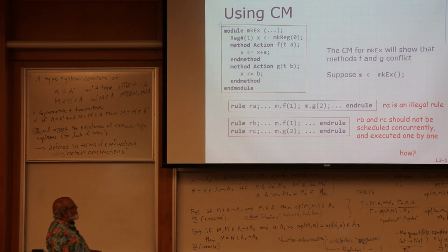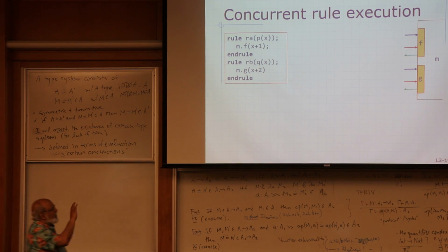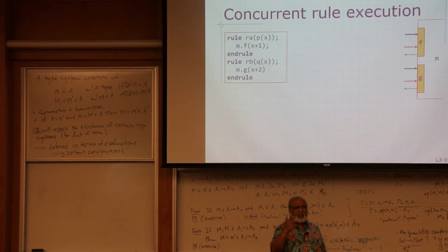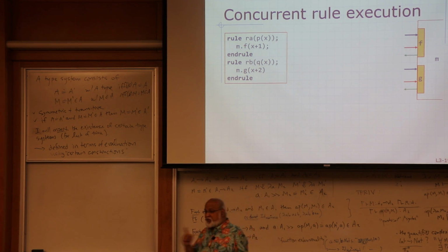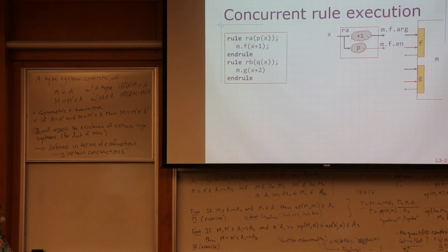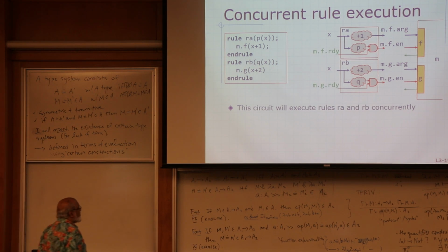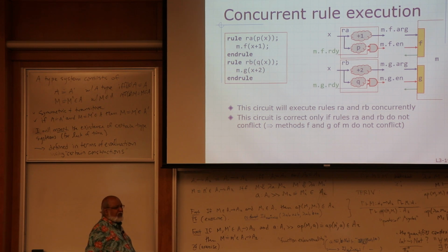Okay, so just to close the whole loop here, how do I do this? So here is my black box module M, which has two methods, F and G. What extra information do I have about F and G? That they conflict, right? So the conflict matrix tells me, please don't call them together. All right? Okay, so can I generate the circuit for RA? Pretty straightforward. I can generate the circuit for RB like this, and suppose I take the ready signal, whenever this rule is ready to go. Okay, and you'll do the same thing here. So far, so good. This circuit will execute rules RA and RB concurrently. This circuit is correct only if rules RA and RB do not conflict. If they conflict, then this circuit is meaningless.